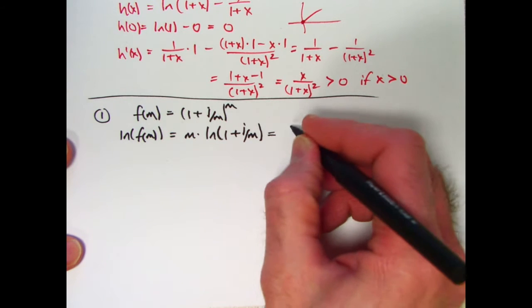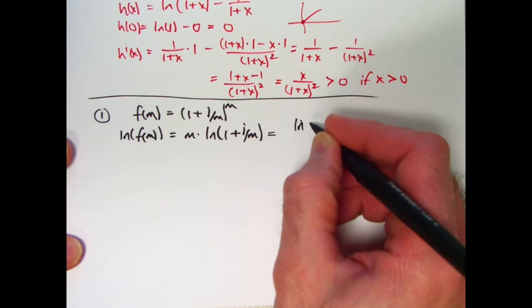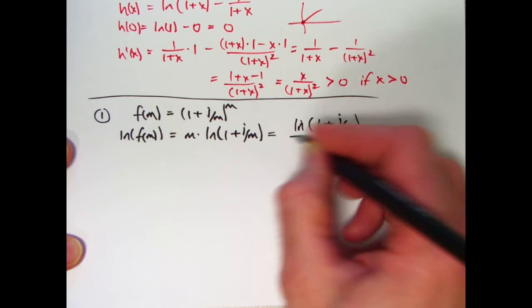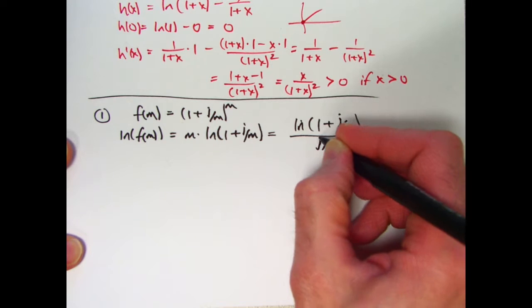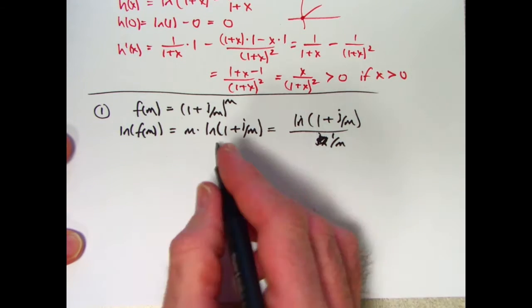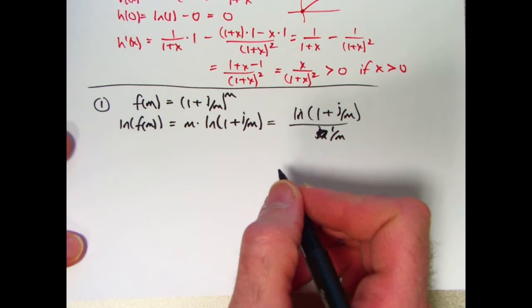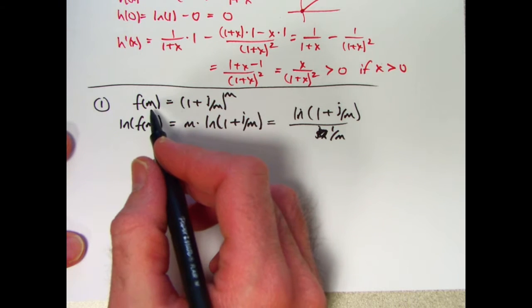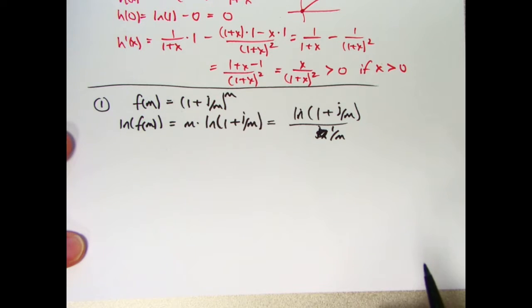If I write this function in the following form, a little trick: natural log of 1 plus j over m, all divided by 1 over m. These two things are the same, as long as m is not 0, and it's not, it's positive. Take the limit of this with L'Hopital's rule as m goes to infinity, assuming m is a continuous variable, and then ultimately exponentiate to get back to the limit of the original thing.